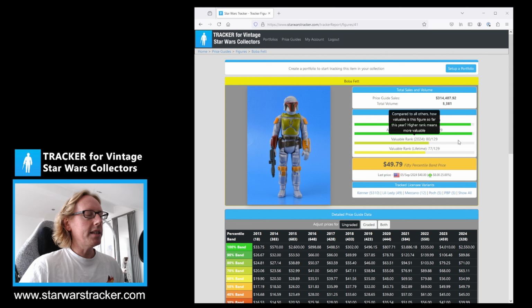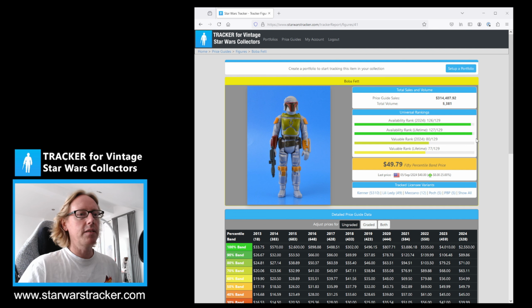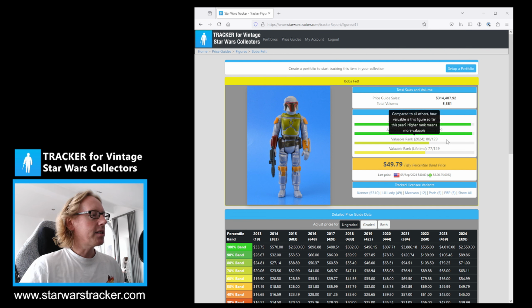The next rank there is the valuable rank. So it's, how expensive is this figure compared to all the other figures in the set of 129. And so it turns out that it's a little bit more than the middle. So basically the higher rank means that something's more valuable. So this is ranked 80 out of 129. If it was 129, it would be ranked as the most expensive. If it was ranked 1 out of 129, it would mean it was the most common and therefore the cheapest figure.